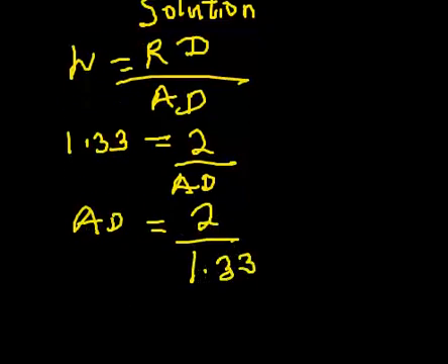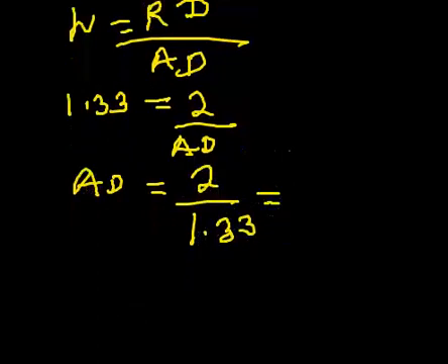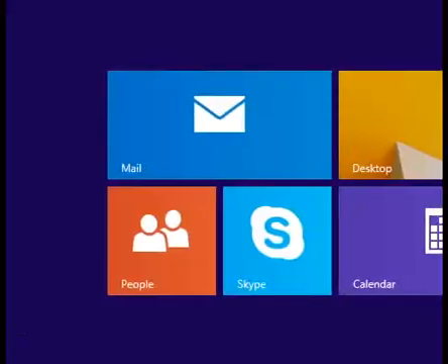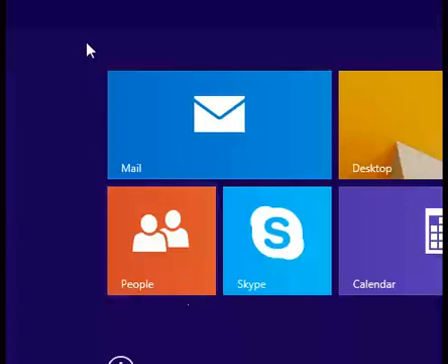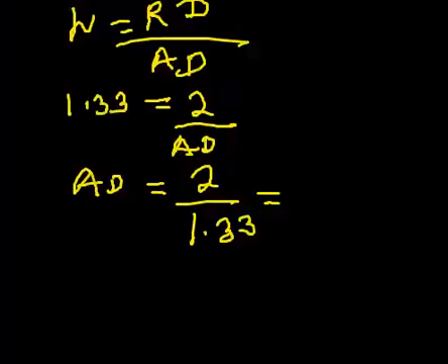All right, so what do we have? Let's get a calculator. So I have 2 divided by 1.33. That gives me 1.5 approximately. Don't forget the displacement.